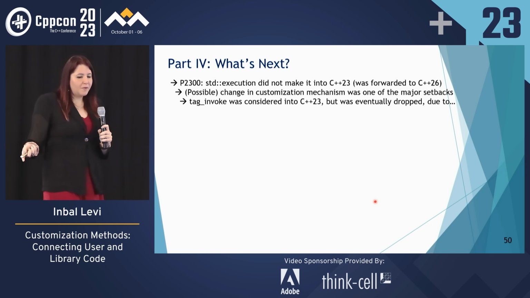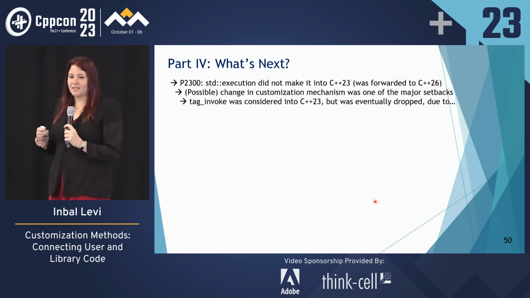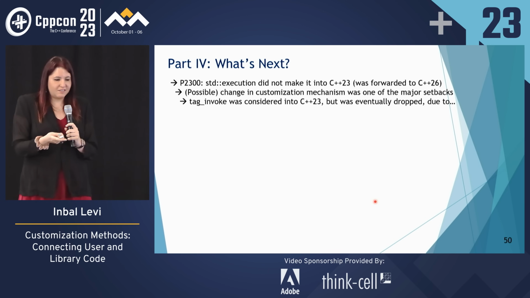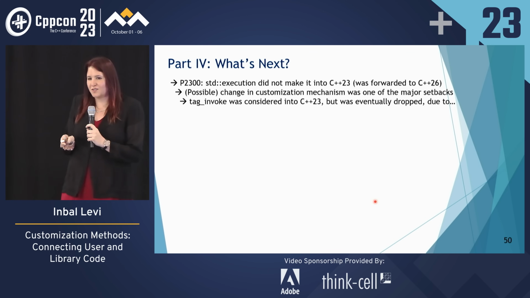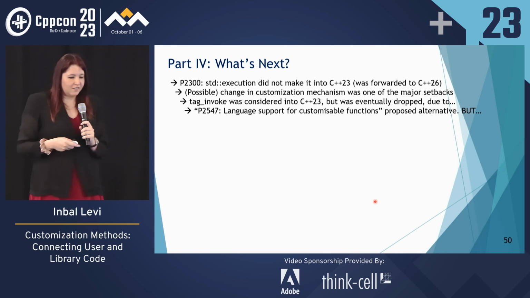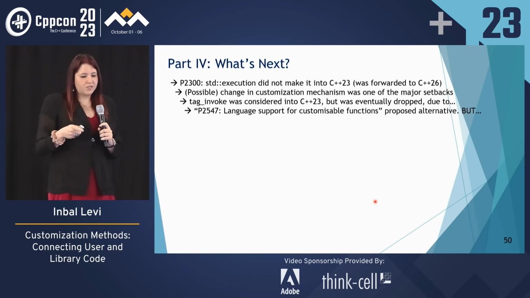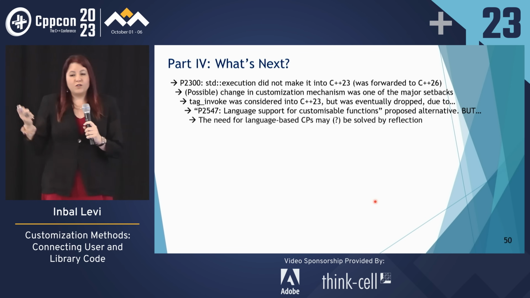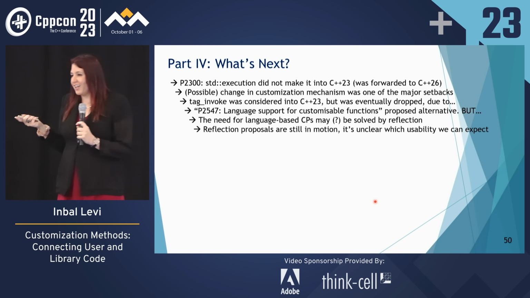The discussion about changes in the customization mechanism is a very complex paper, but one of the reasons it's so complex is that you have a lot of customization points. And this is a major discussion. Tag invoke was considered for 23, but was dropped due to language support for customizable functions, which has now been delayed due to possibly reflection.